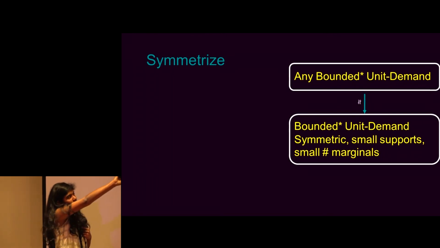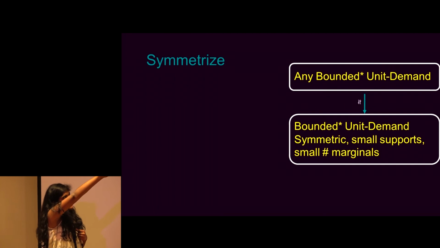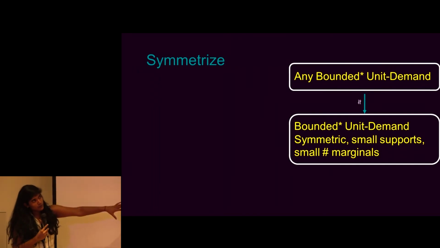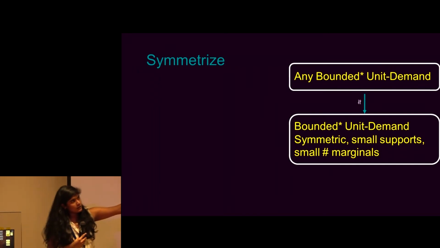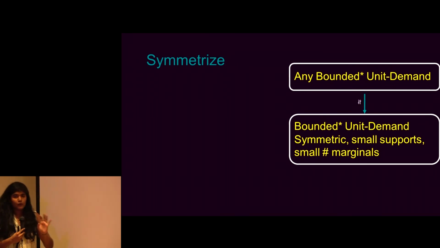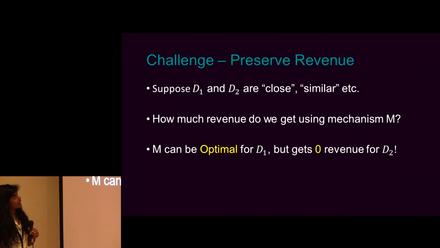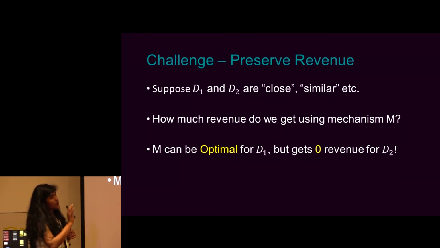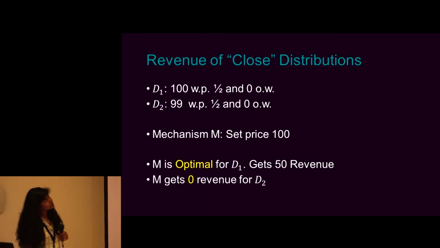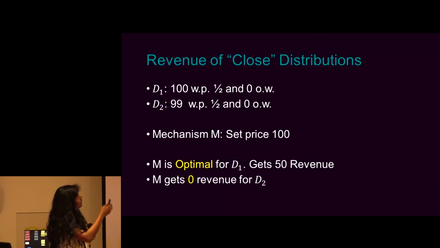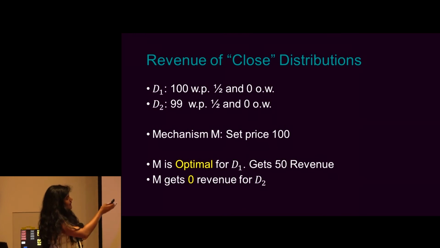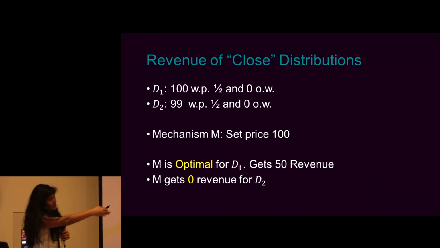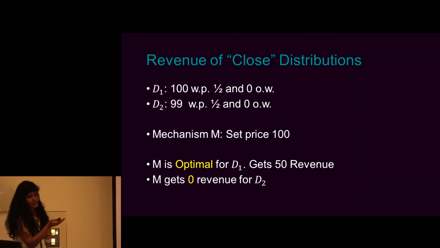We give a transformation from any almost bounded unit demand distribution to an almost bounded symmetric distribution with small support and a few distinct marginals. This transformation needs to be done carefully, because just because some distributions are close does not mean the revenue is preserved. For example, the optimal mechanism here will give 50 revenue for D1, but 0 for D2 if you set price 100.